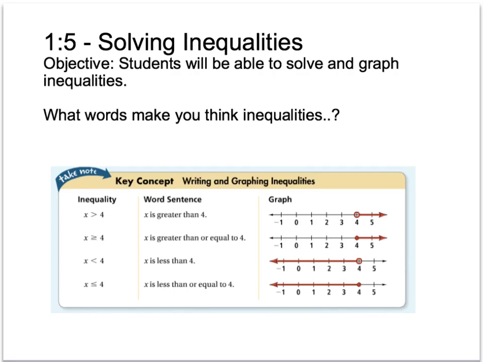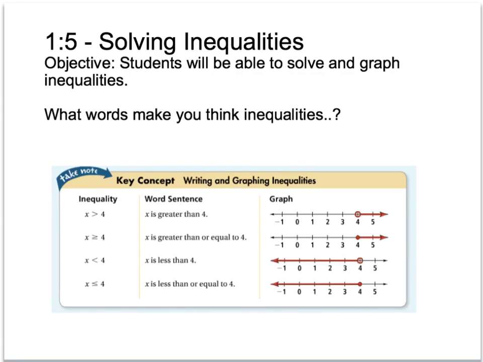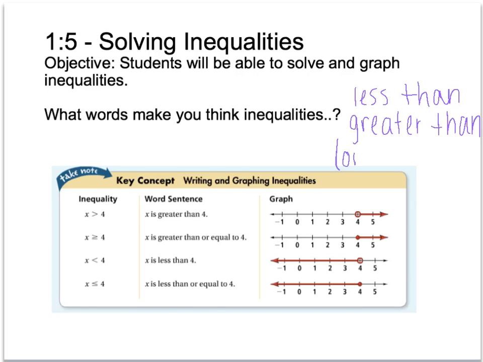We are talking about inequalities in section 1.5. Give me some words that come to mind when you hear the word inequality. There's probably two very obvious ones. Lilia? Less than? Maddie, did you have a different one? No, I think there's something. Oh, okay. Sam? Greater than. Good. Lakin? Equal to. Right, because we have less than, greater than, and then we have that or equal to option also.